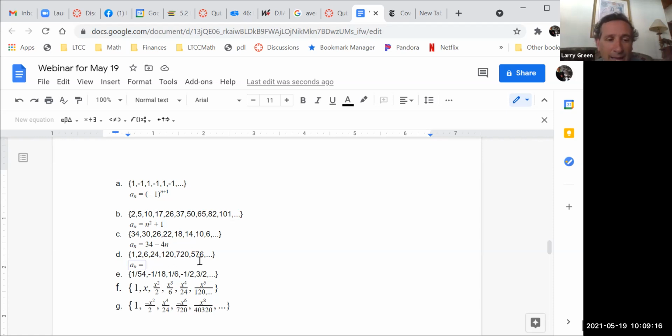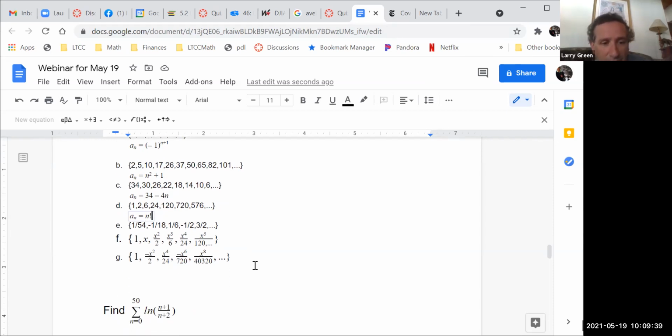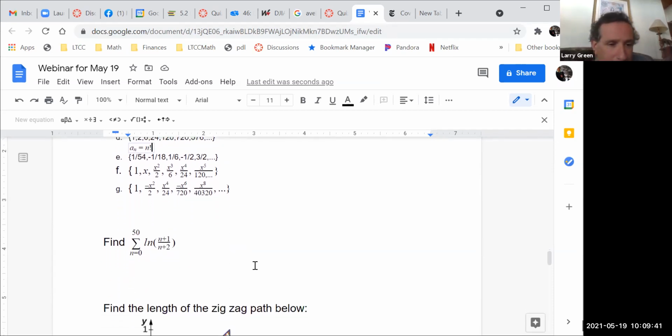How do we write that as an explicit function? Yeah, n factorial. Very important. It's hard to explain why, but n factorials come up, I'd say, in over 75% of all important sequences and series. Okay, I don't think I'm going to do all of these because we're running out of time.